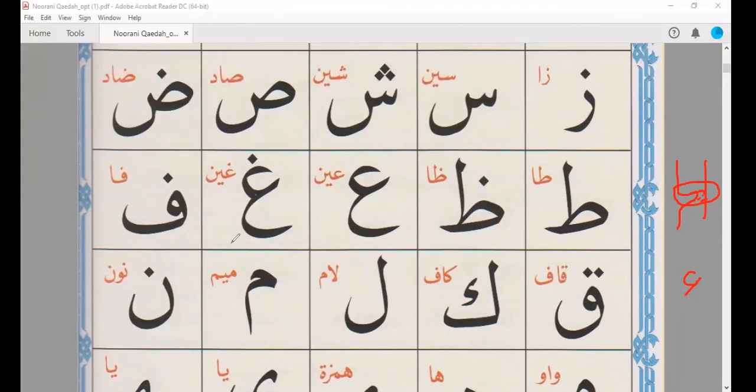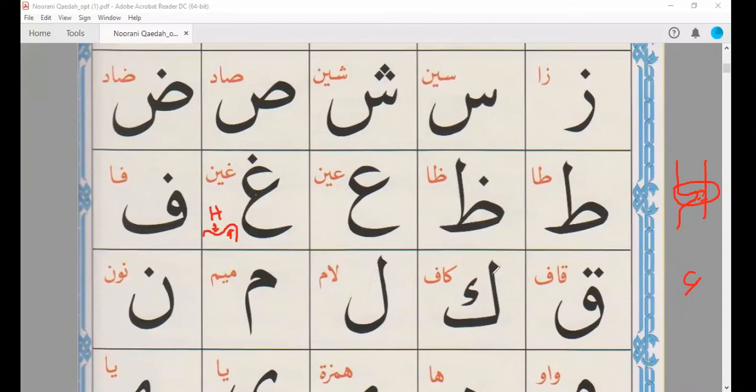Ghain, ghain, ro, not ra. Rain is wrong. Say ro, ghain. So it's a heavy letter. The tongue goes up and forms a pit-like structure in the middle. So it's like ro, ro. Do not circle your lips again.